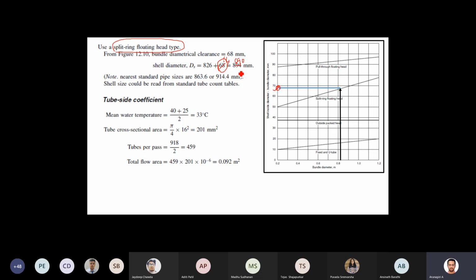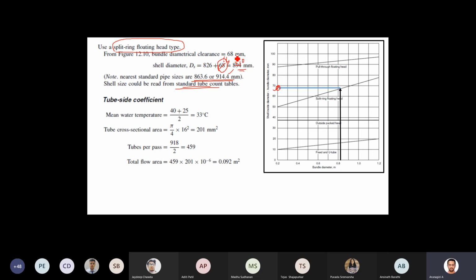Okay, whatever, maybe you can round the approximation. So here it is 894 mm. If you use this tube count table, it would be around 863 or 914. The higher side you have to take. So take the tube count table, calculate, and the value will be around 914 mm.